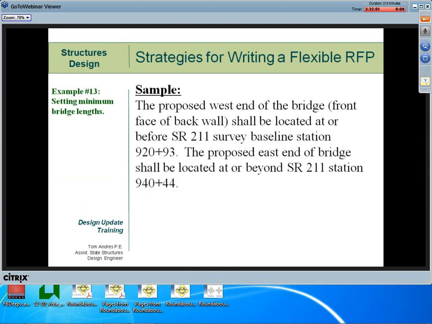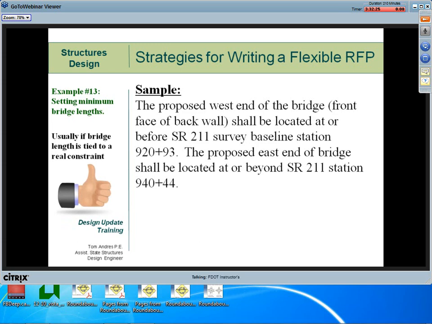Okay. We're almost done. Example number 13. Setting minimum bridge lengths. Any thoughts on this one? Here we are setting maximum begin bridge stations and minimum end bridge stations. Yeah, it's probably okay, assuming that the bridge length is tied to a real constraint.